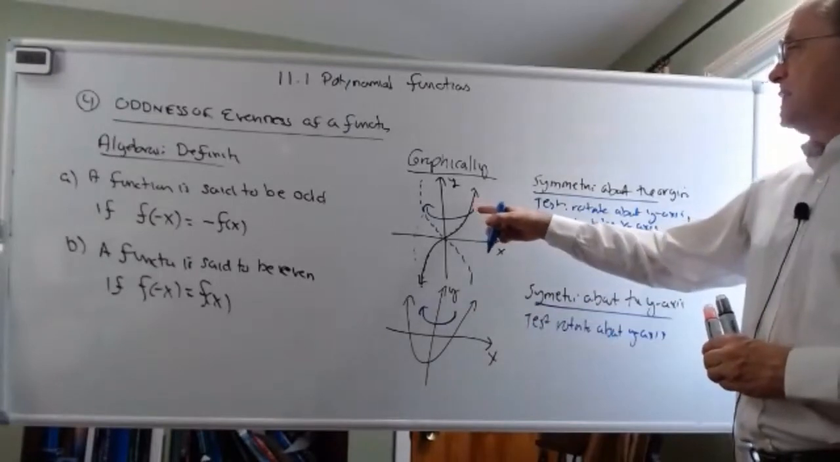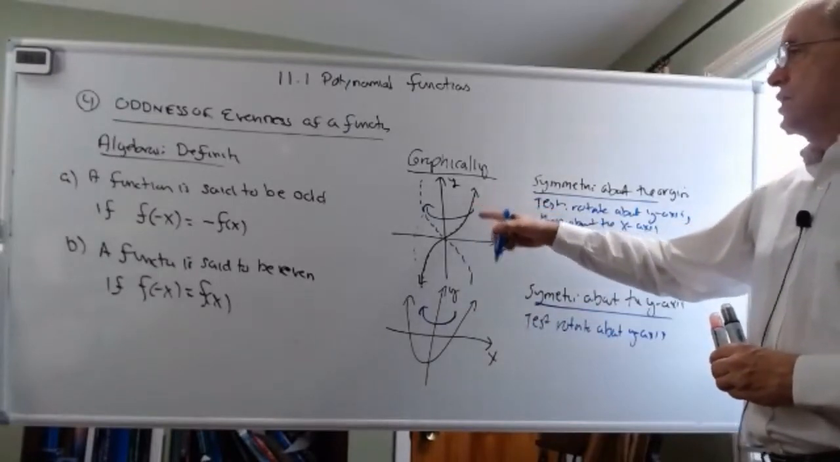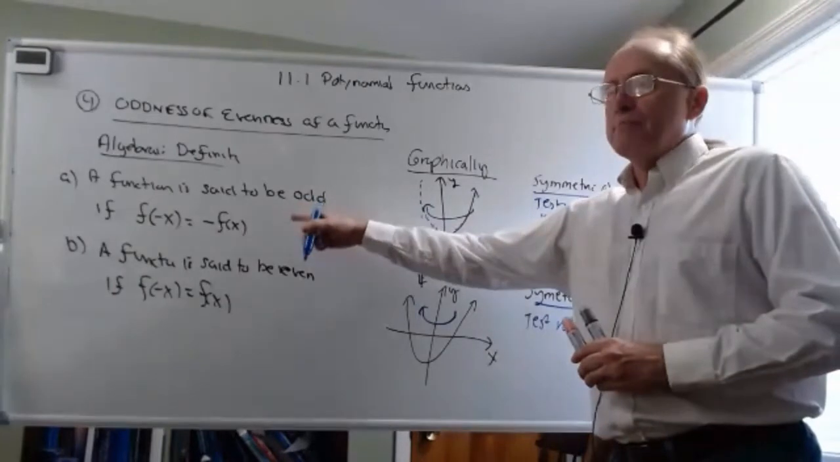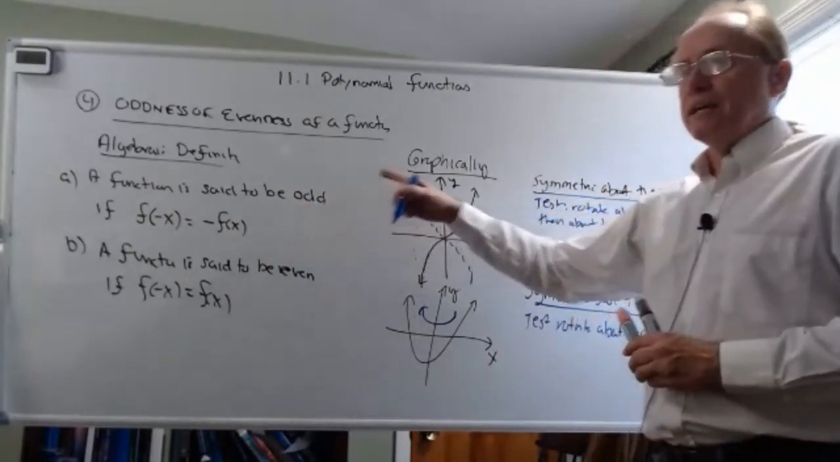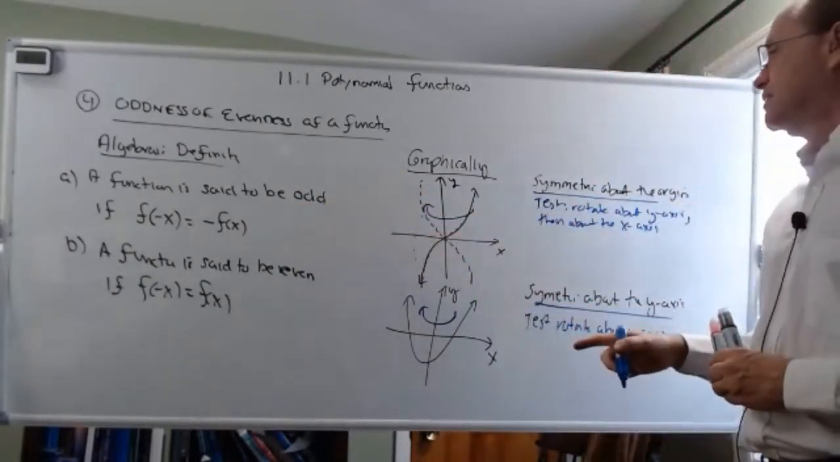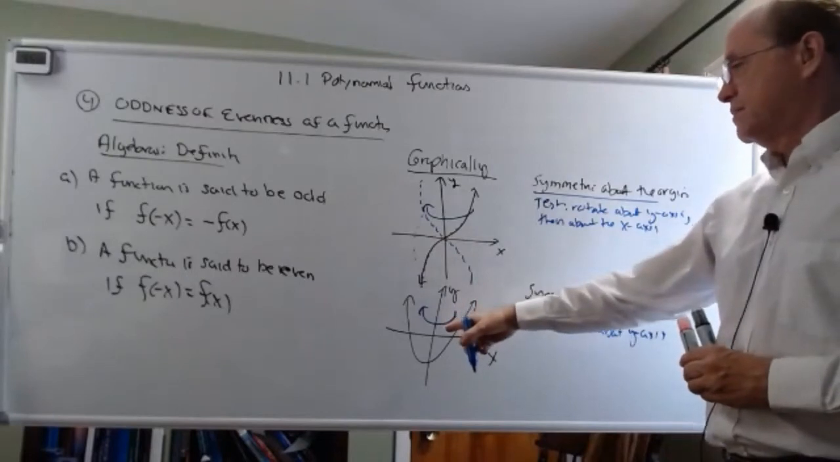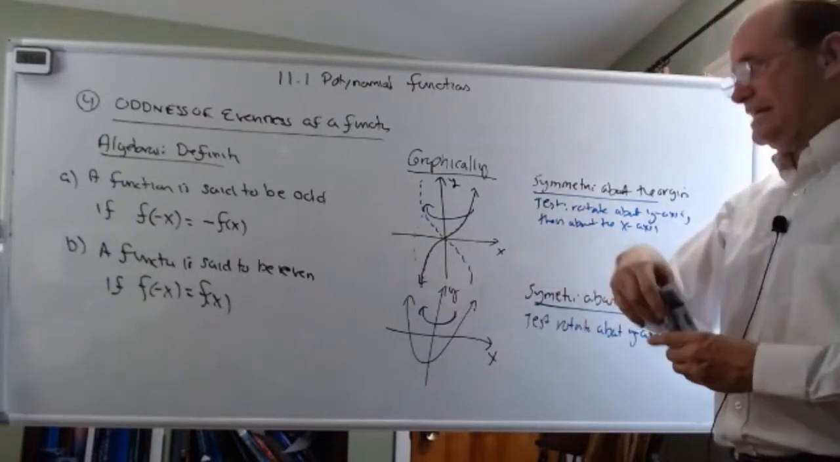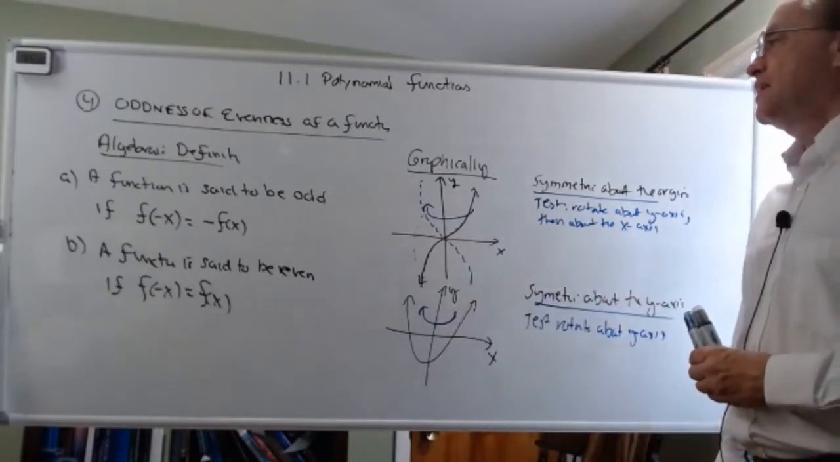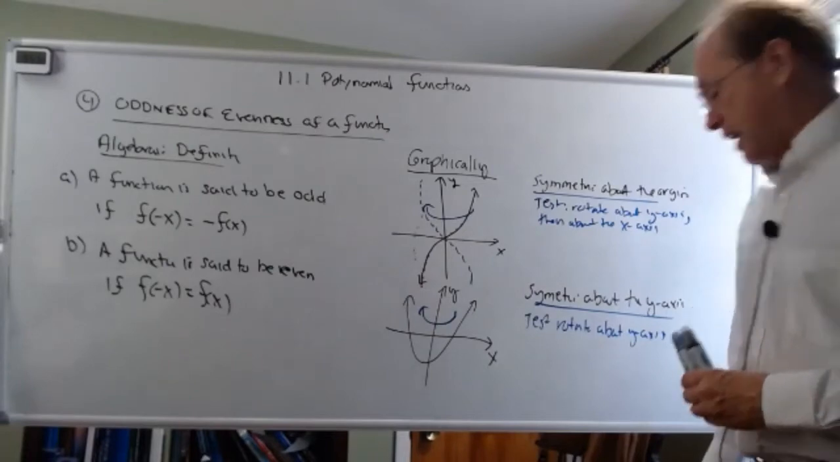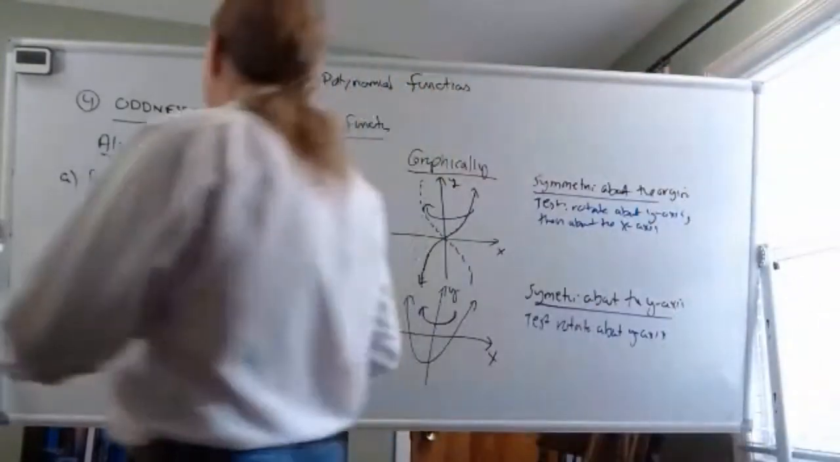In this case, to be symmetric about the origin, all the terms in that polynomial must be odd. Over here, all the terms in the polynomial, we'll see, must be even. Okay, so let's take a look at that.